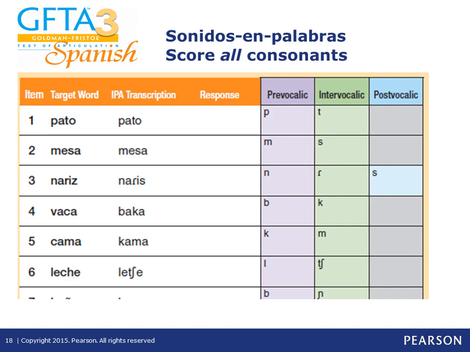This is an image from the record form where you record the individual's responses. As you can see, all consonants in the word are scored. The first word is pato. There are 2 consonants in that word, a prevocalic P and an intervocalic T. Both consonants are scored. With this assessment tool, you're able to collect information on more than one sound production from a single target word.